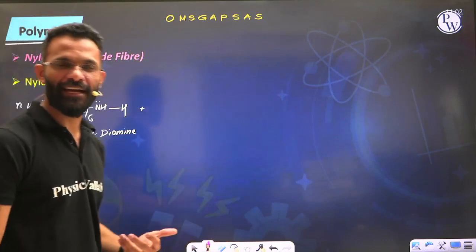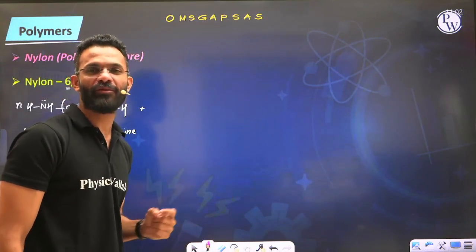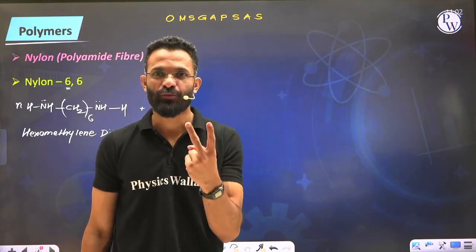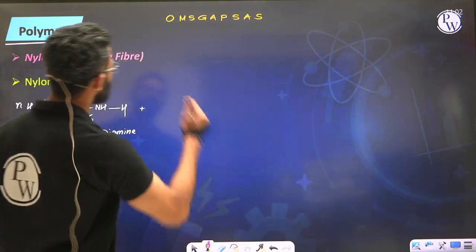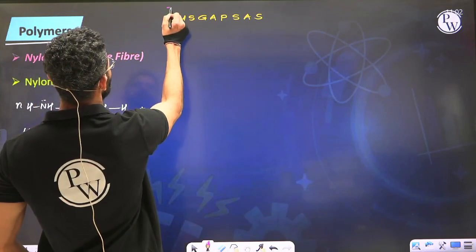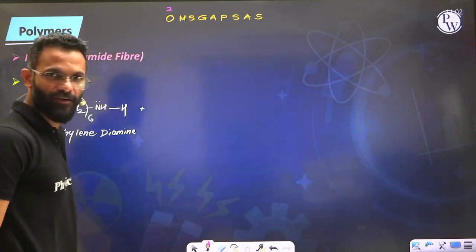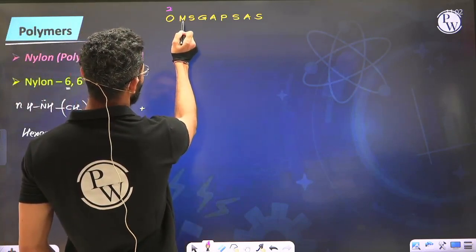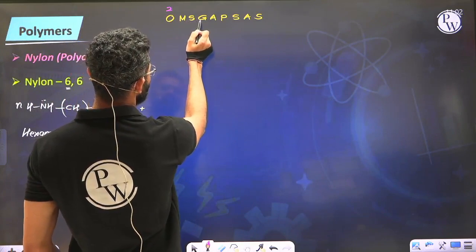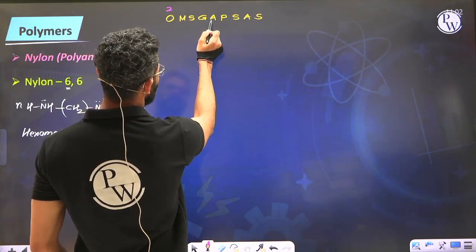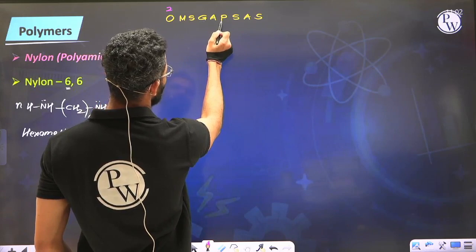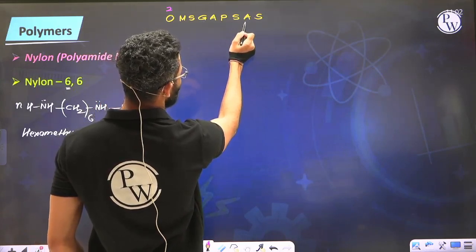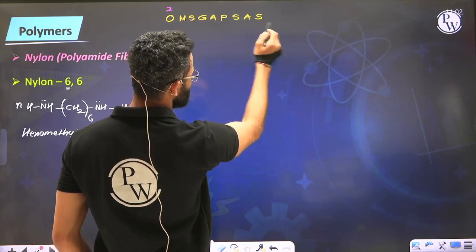Since it is a dicarboxylic acid, of course, the minimum number of carbons that the molecule needs to have is 2. So the first member itself starts with 2 carbons. All right. So O stands for oxalic, M stands for malonic acid, S stands for succinic acid, G stands for glutaric acid, A stands for adipic acid, P stands for pimelic acid, S stands for suberic acid, A stands for azelaic acid, and the last S stands for sebacic acid.